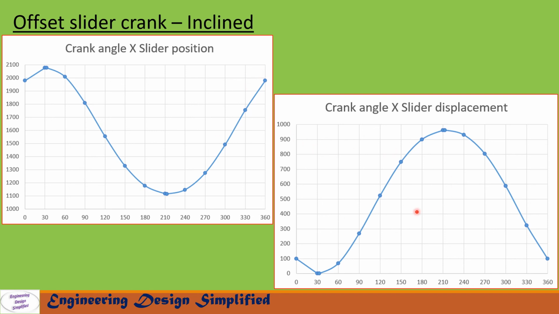Similarly, in this graph we have plotted crank angle versus slider displacement. So at this maximum, that is the farthermost position of the slider, we have taken displacement as 0. So you can see here after 30 degrees, that is 32 point some degrees, and similarly after 210 degrees, that is 212 degrees, slider displacement is maximum. So this is the crank angle versus slider displacement curve.